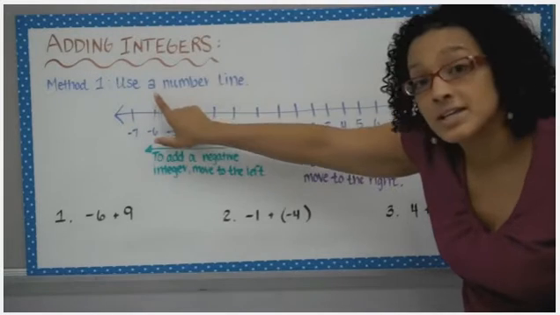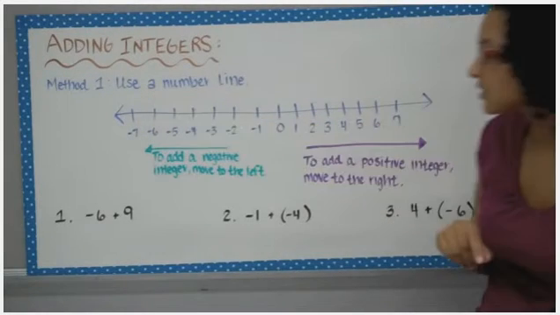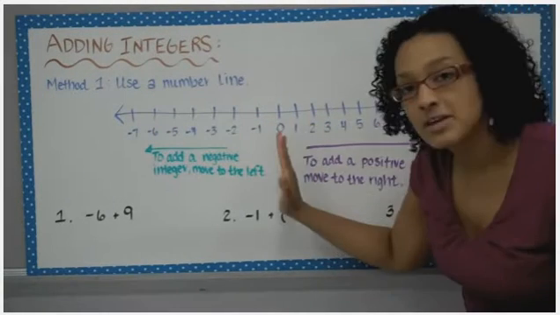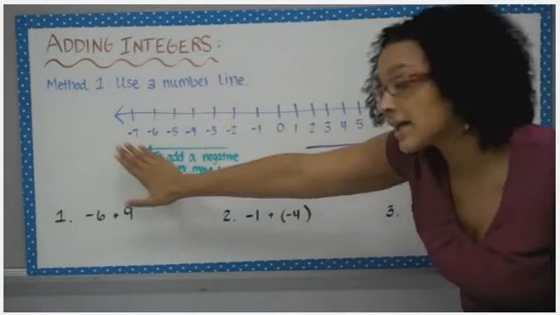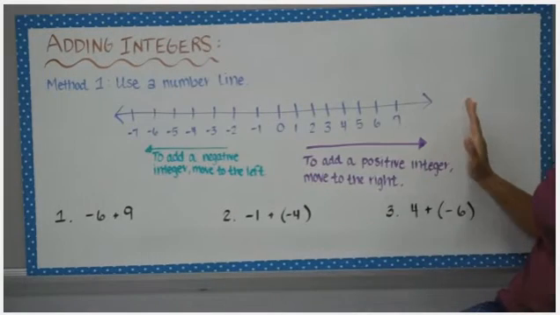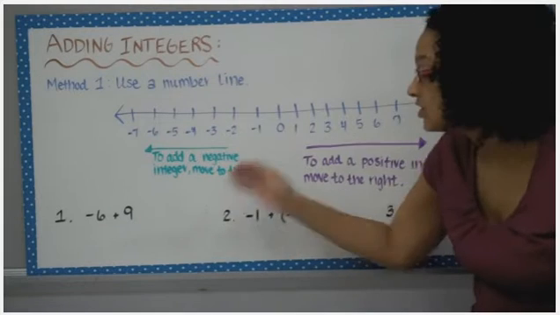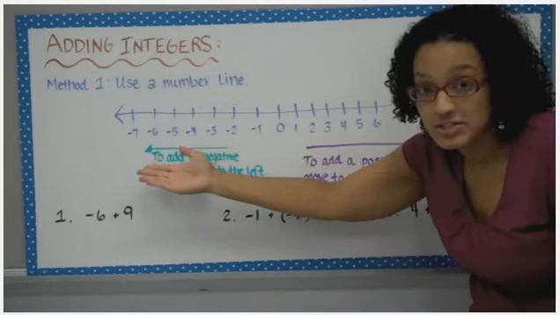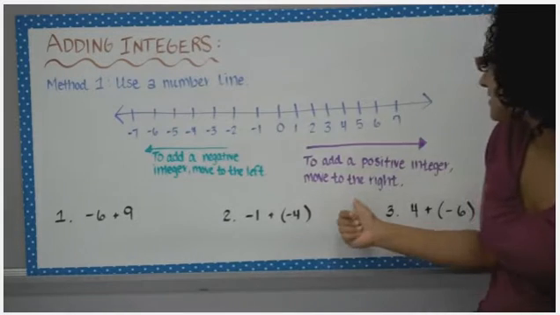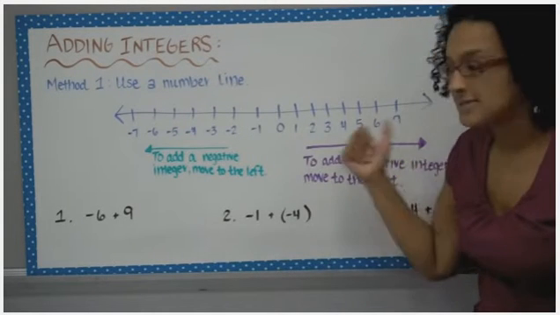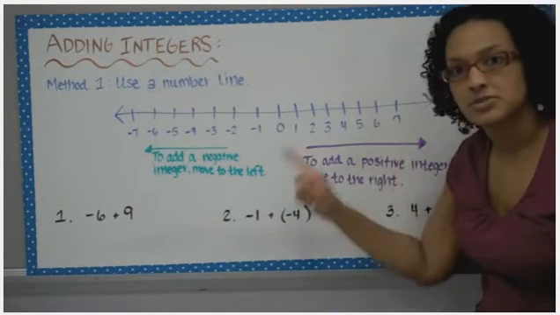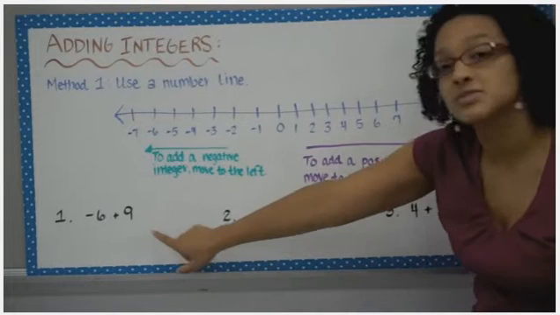Our method 1 is to use a number line. So when you think about the number line, we've got the negatives to the left and the positives to the right. The easy thing to remember is if you're adding a negative integer, you go to the left. That's where the negative integers are. If you're adding a positive integer, you move to the right. Easy to remember because the positive integers go to the right on the number line. So let's do some examples.